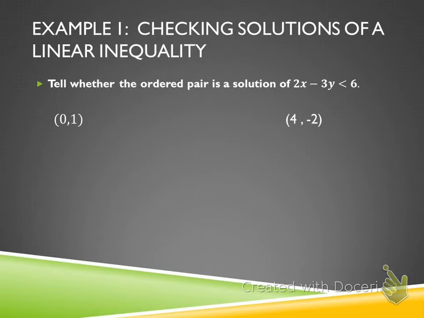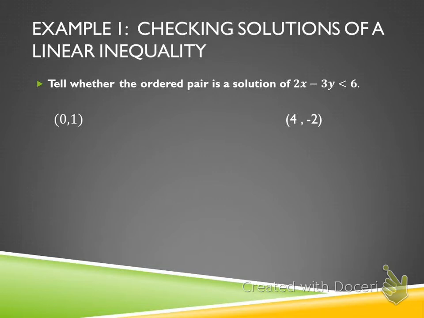Basically, it means this, okay? An ordered pair is a solution to an inequality if when I plug it in, it makes the inequality true. It's not a solution if it's the opposite, if when I plug it in, it makes the inequality not true, or false. All right, so let's test our solution.